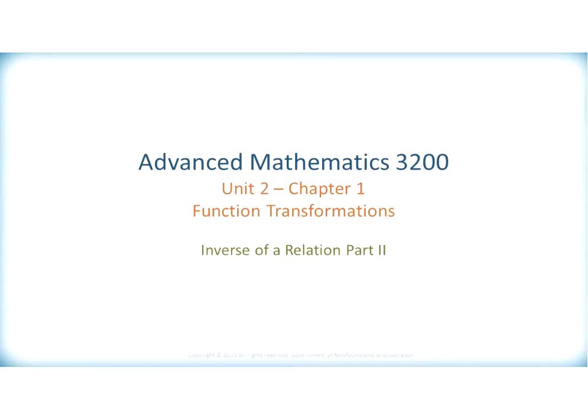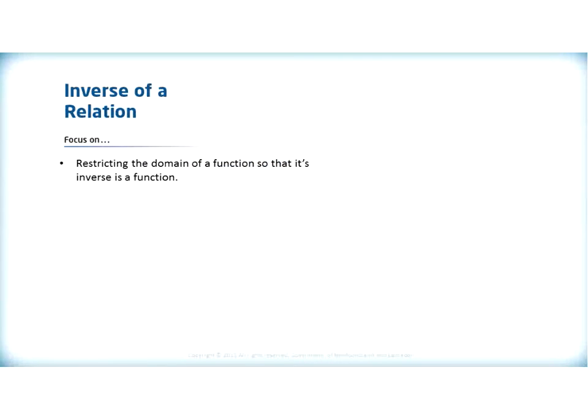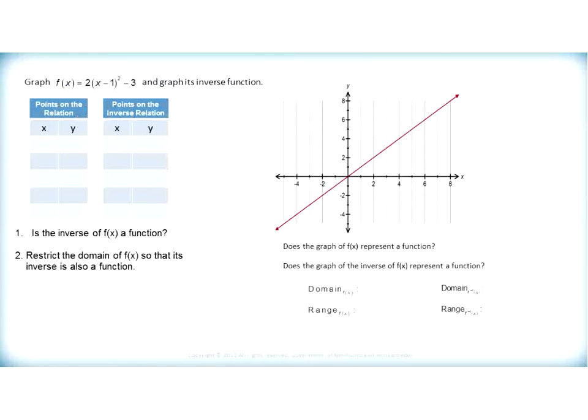Okay, in this lesson we're going to have a look at Unit 2, Chapter 1, Function Transformations, and we're going to be looking at the inverse of a relation, Part 2. We're going to focus on restricting the domain of a function so that its inverse is also a function. The first thing we're going to do is graph the function, and graph its inverse.